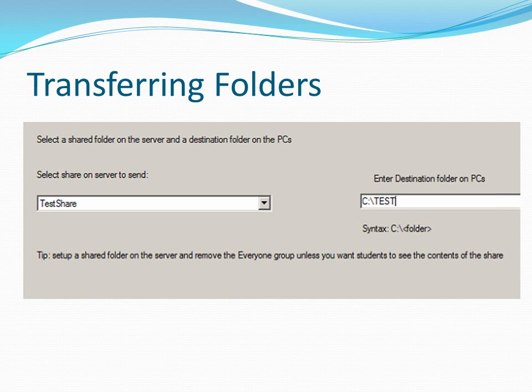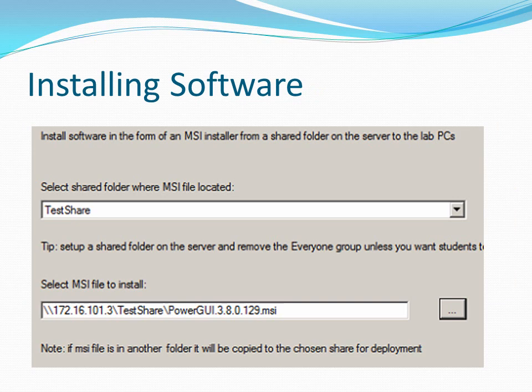So here's another example of part of the functionality of the Remote Configuration Console. This is transferring folders, so we can set up a test share on the server, and then we can specify a directory where we want to copy it to on the destination PCs within the laboratory, and we can select all or some of the PCs to send that folder to. We can also do a similar thing to install software, so we can use a Windows installer file using a .msi extension, and we can send that to the computer, and we can use MSIExec to actually install software on the PCs in the laboratory.